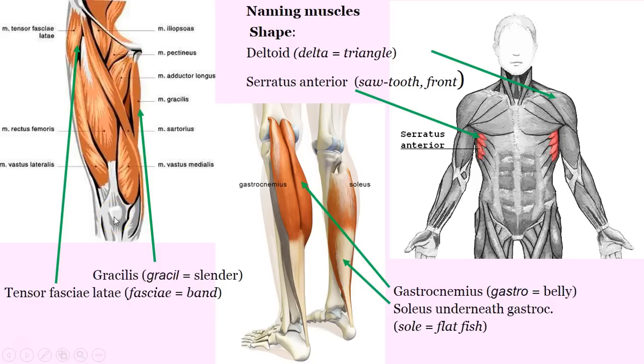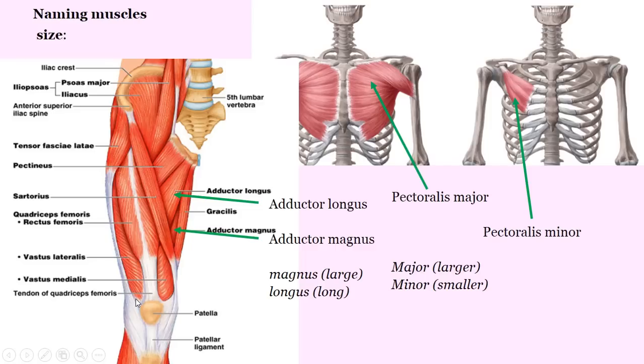Tensor fascia, which tensor means to stretch, and fascia is band. We have adductor longus. Adduct means to bring this leg to the midline, so when this muscle shortens, the whole leg is going to move inwards medially. Magnus means big. I'm sorry, magnus means large. And this is a hard one to find sometimes. Even though it is large, it's deep to the gracilis and the longus.